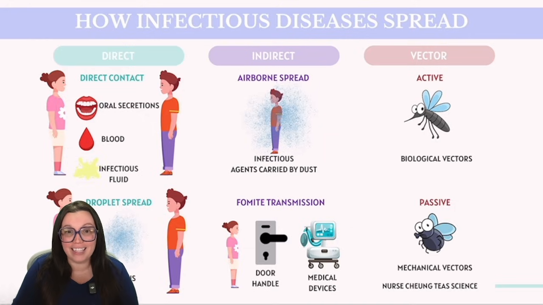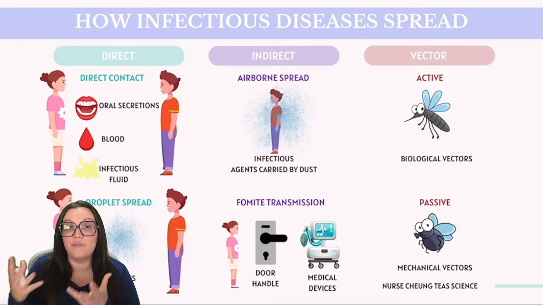Regular cleaning and disinfection of frequently touched surfaces are effective strategies to reduce the risk of disease spread through fomites. Hand hygiene is also crucial in preventing the acquisition and spread of infections through indirect contact with contaminated objects.